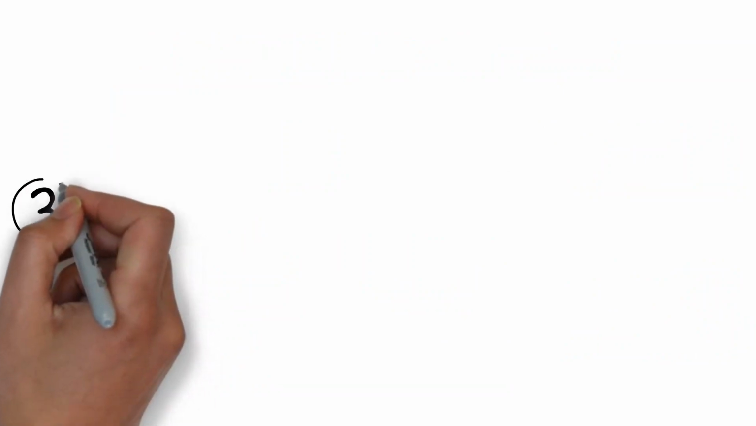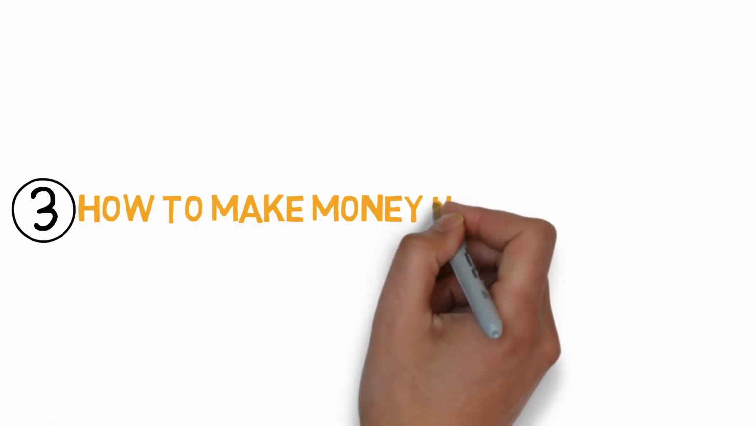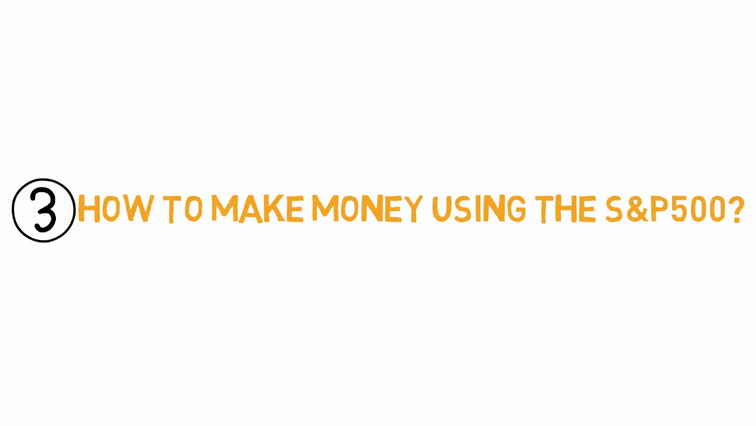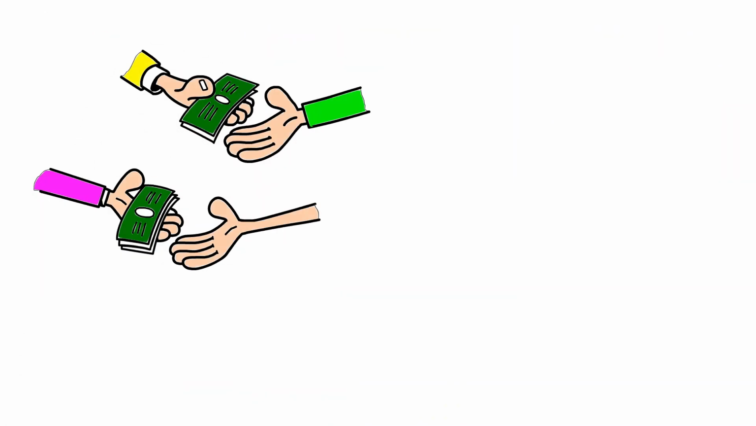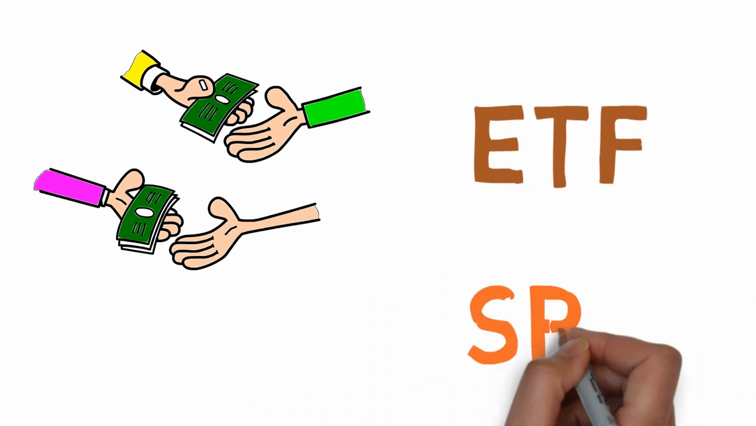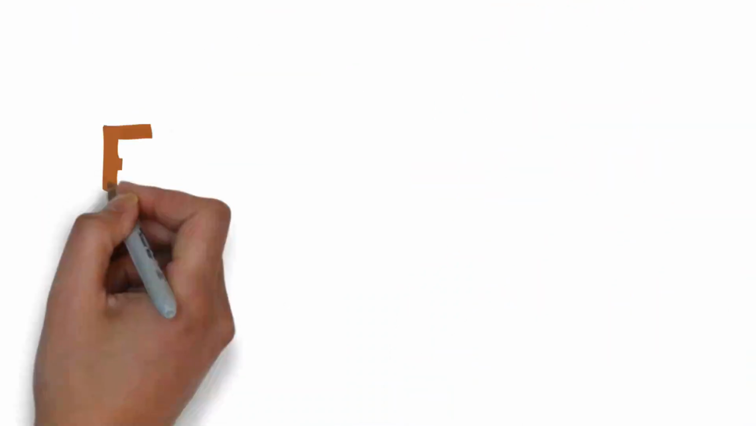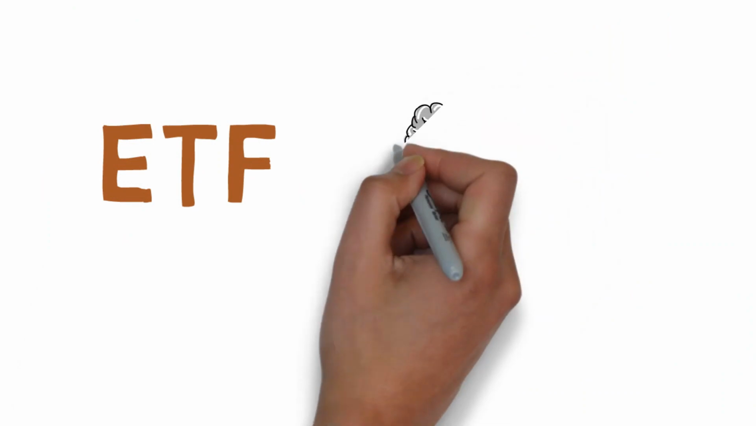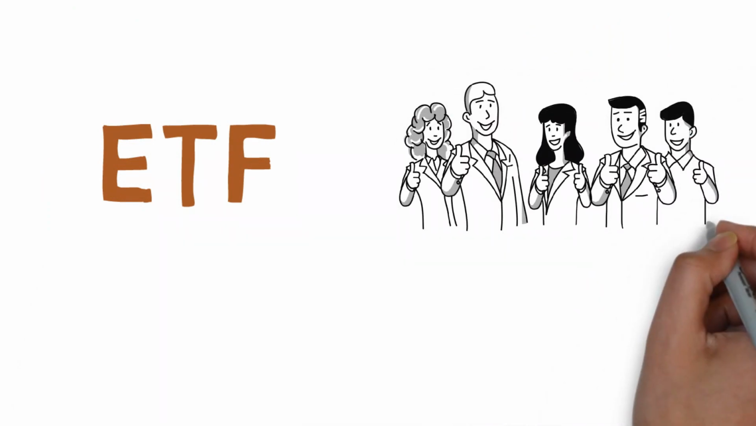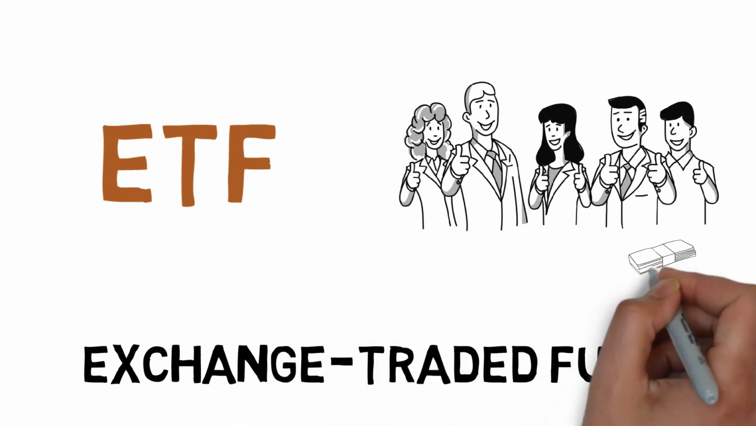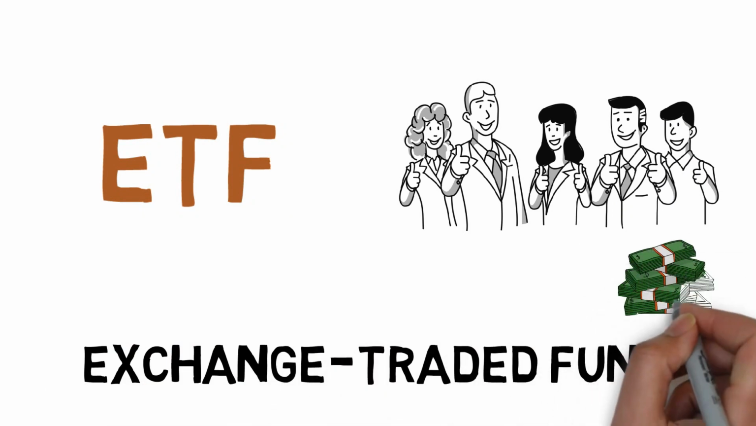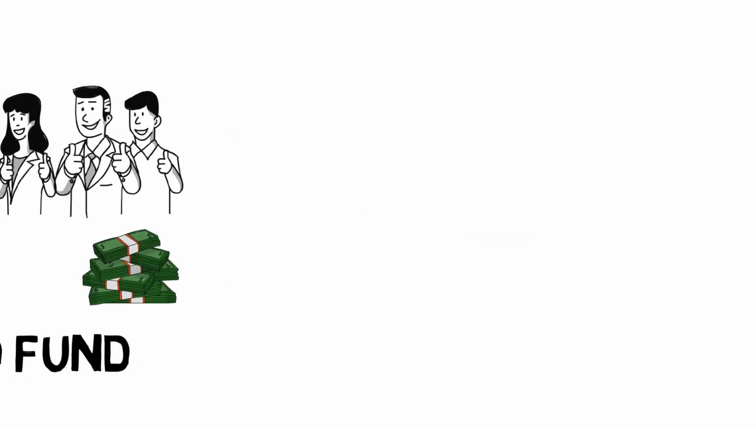Number 3. How to make money using the S&P 500. Even though you cannot invest in the S&P itself like an individual stock, you can mimic its performance using an ETF called the SPY. The SPY ETF is the main index fund many people talk about when they say to invest in the S&P index. ETF stands for Exchange Traded Fund and is a collection of stocks that are picked to represent a specific investment.